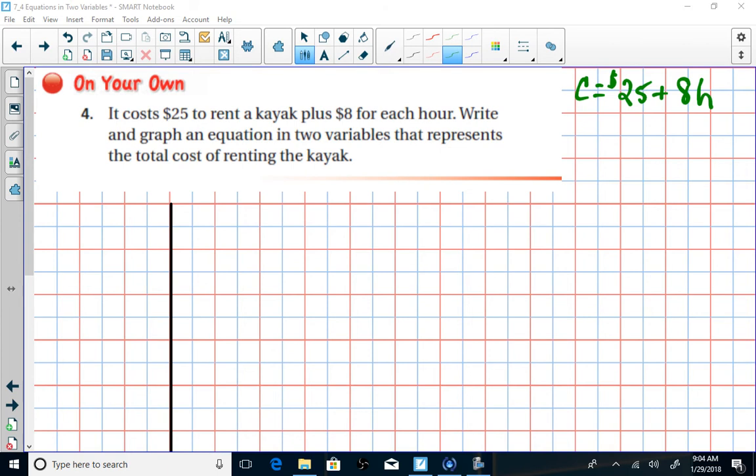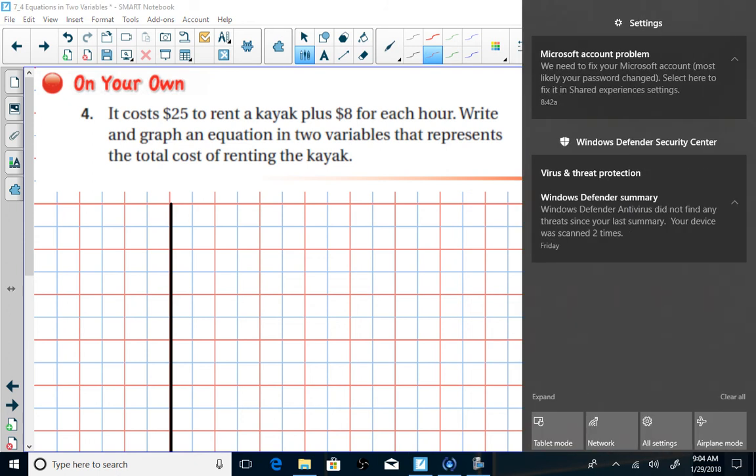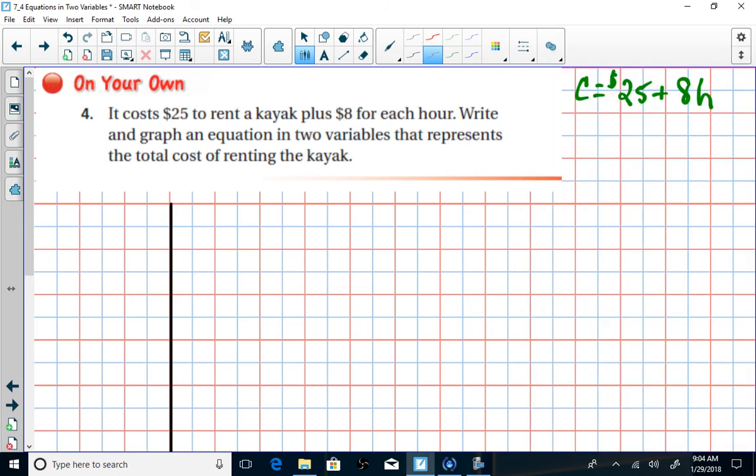Okay, once I have my equation, then I can make a table. Right? And from my table, I'm going to make ordered pairs. So I'm going to make a table real quick. So let's start with my input is H. I have 25 plus 8 times H.